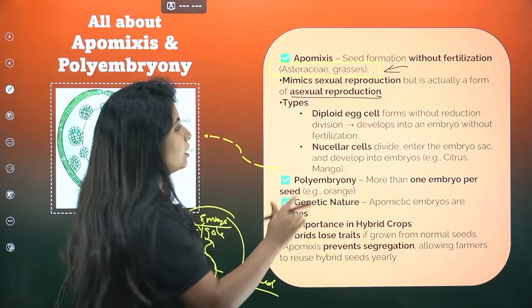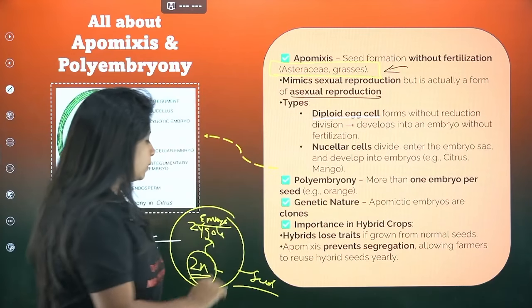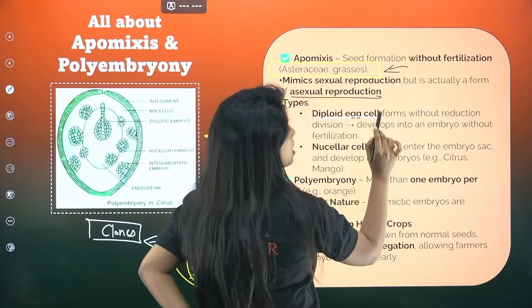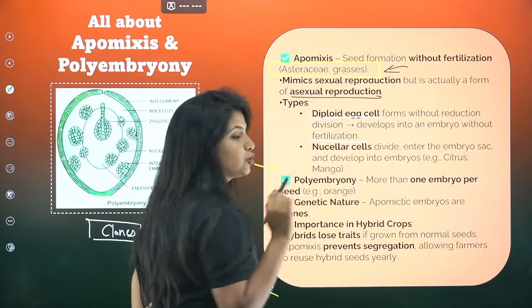So it can be happening because of a diploid egg cell. Some problem was there, the egg was already diploid. So this diploid egg cell forms without reduction division and develops into an embryo without fertilization also.